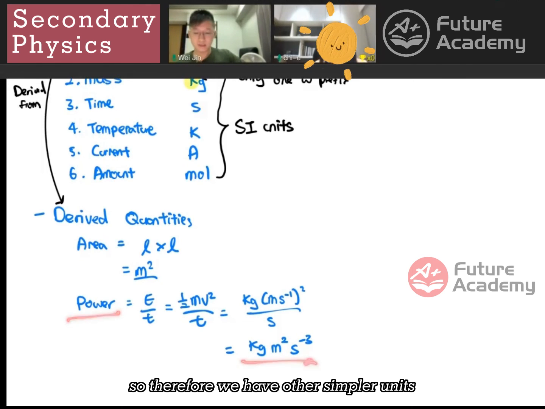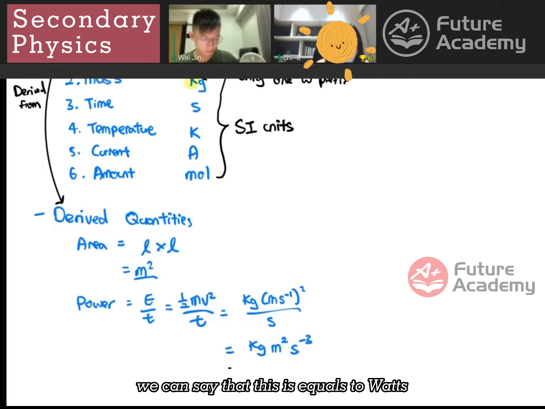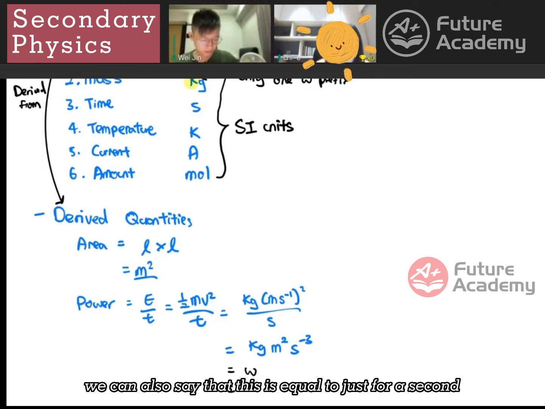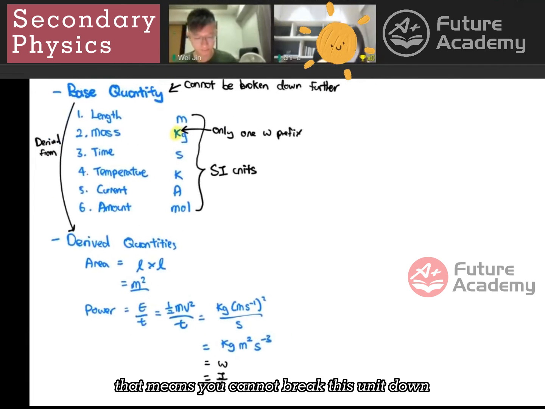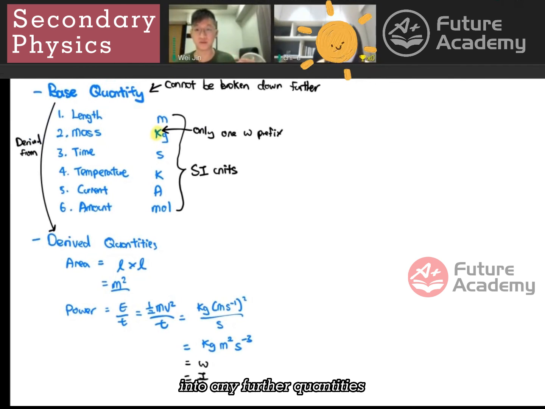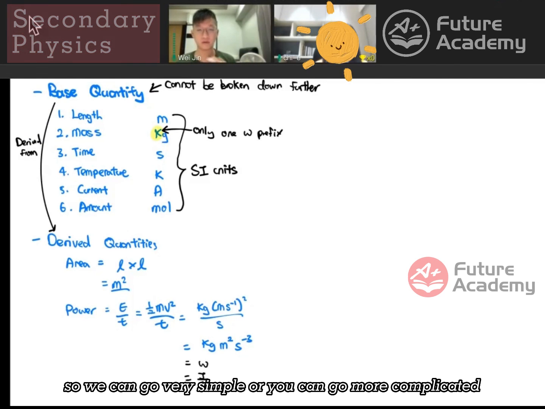Okay. So therefore, we have other simpler units. We can say that this is equals to watts. We can also say that this is equals to joules per second. But this is the base quantities of it. That means you cannot break this unit down into any further quantities. That's why we call it a derived quantity. Okay? So we can go very simple or you can go more complicated.